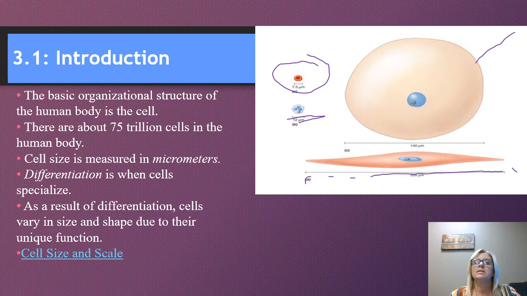So I have placed in your unit this cell size and scale link that you can go and move through slowly and look at all the differences and compare the different things that they have in there. It's not just cells. They have viruses and bacteria, organelles, and those types of things. Just move through very slowly so you can get a grasp on the scale and size that the human cell actually is.